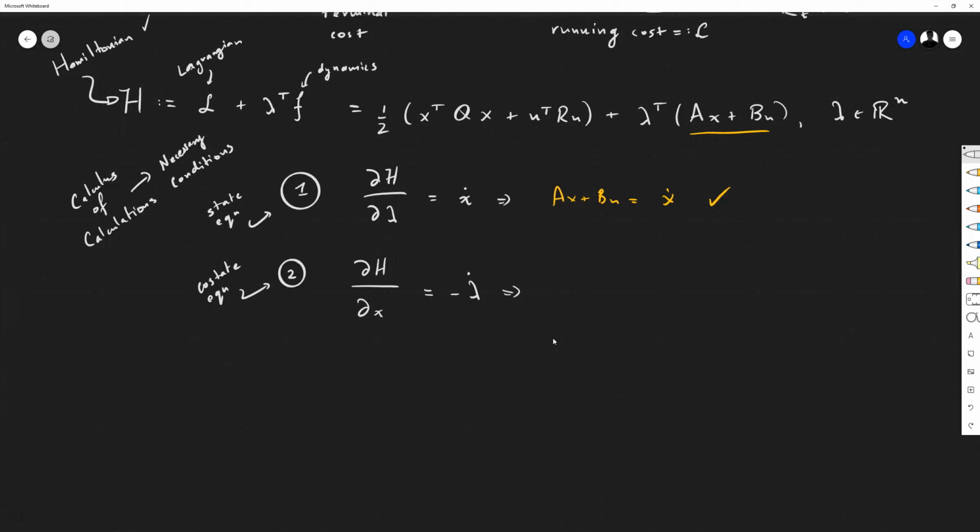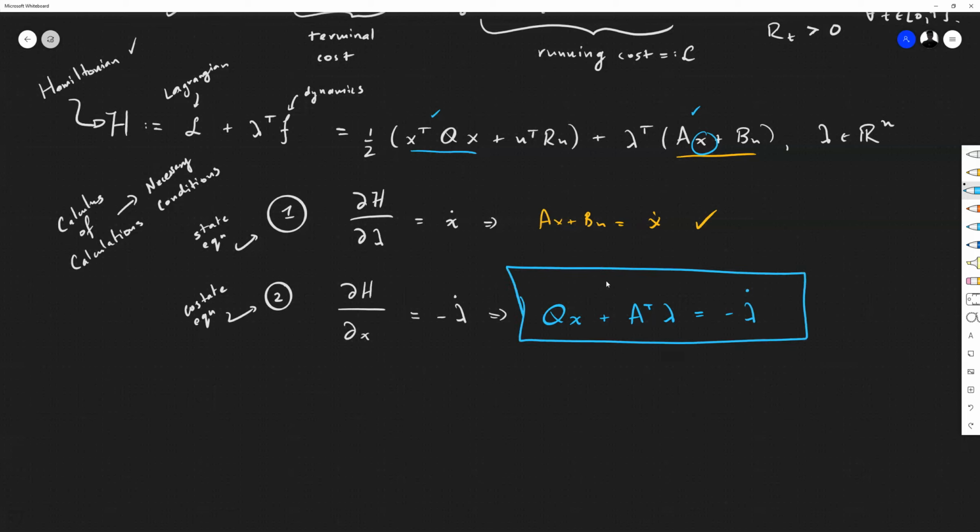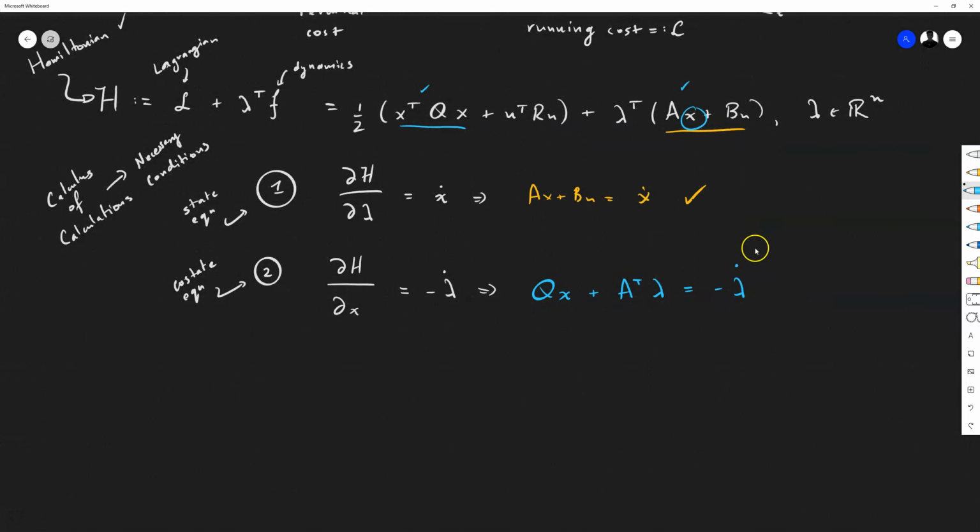Okay, so let's compute these derivatives. dH dx. Well, we have x here, and we have x here, right? So the derivative of this guy is just going to be Qx, because it's just a quadratic, plus, and then we'll have an A transpose lambda from the derivative here. So two derivatives, and this is equal to negative lambda dot. Okay, so we have one equation already. That was a terrible box.